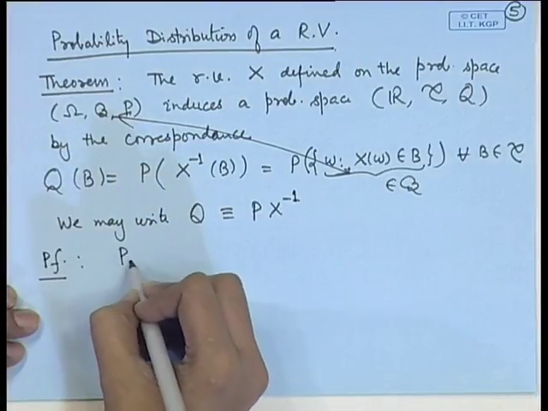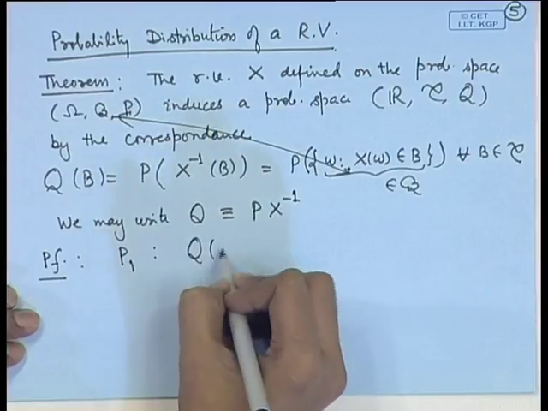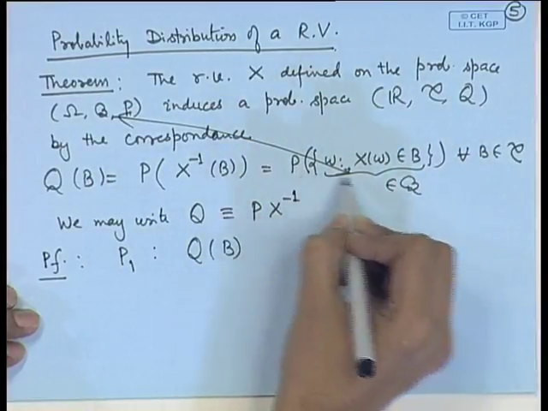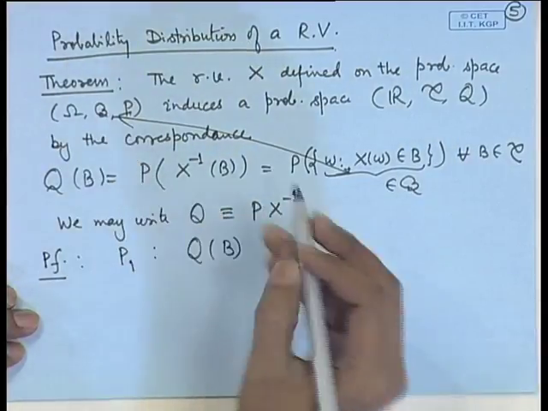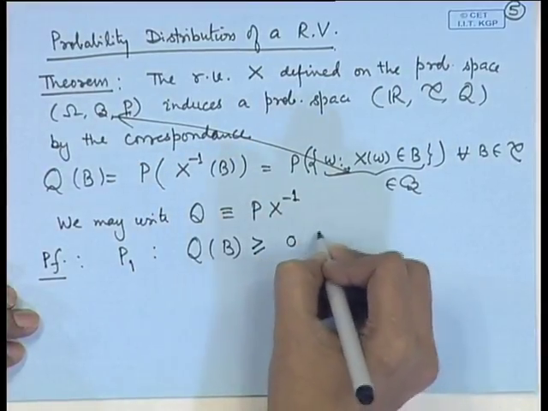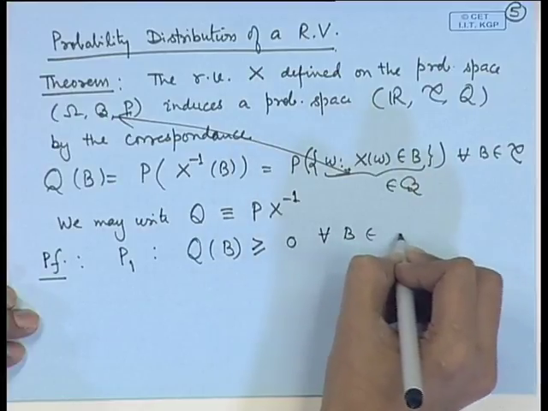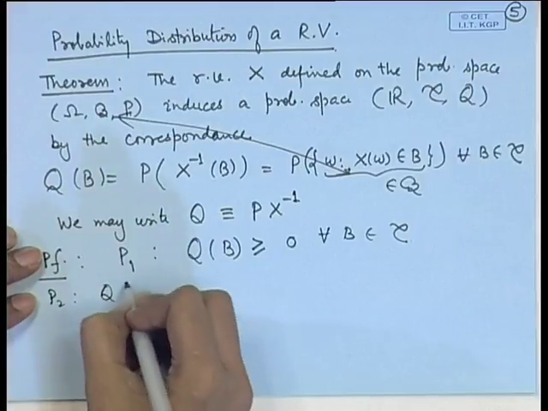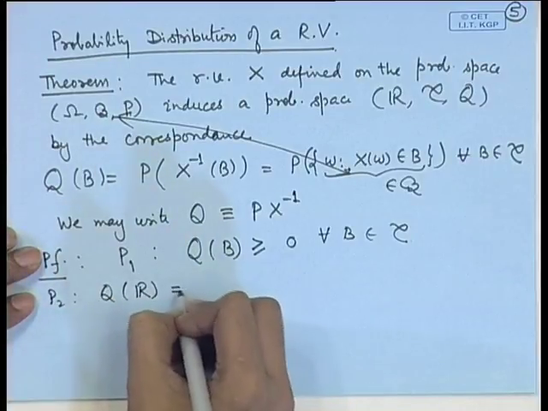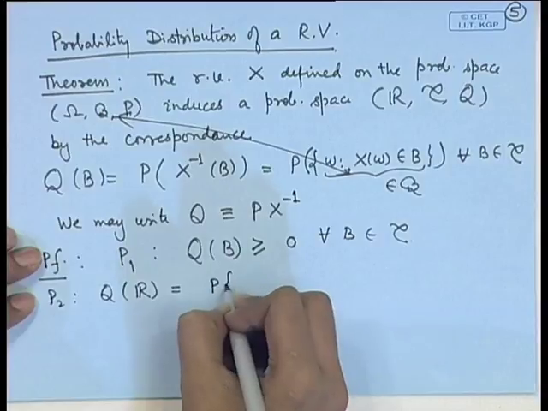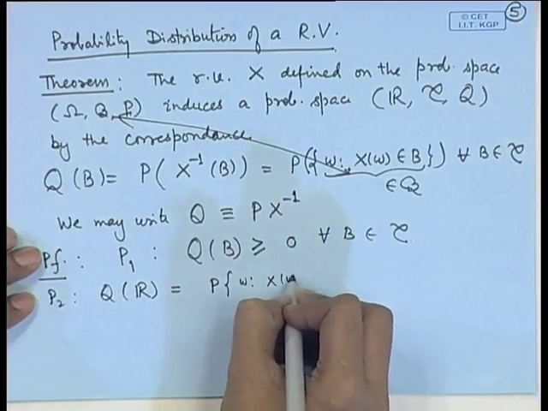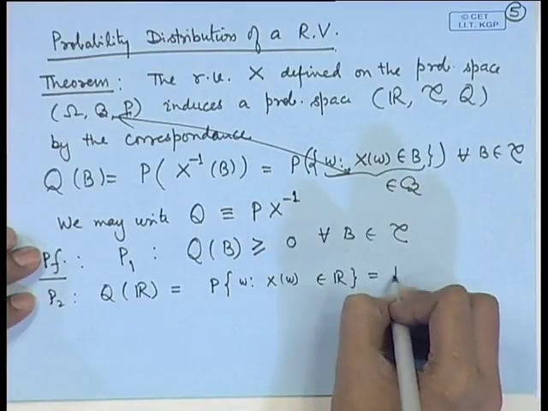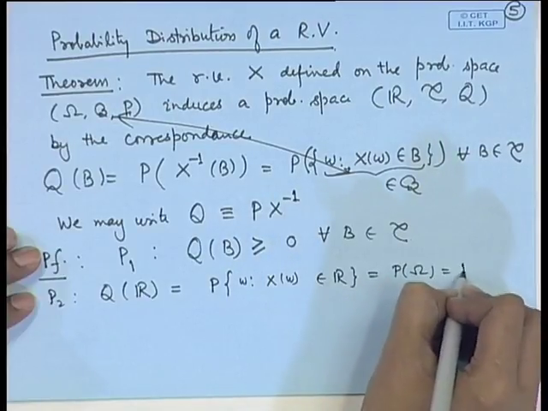Let us look at the first axiom. Q(B), since it is equal to a probability in the original probability space, it is always greater than or equal to 0. If I consider Q of R, then it is equal to probability of the random variable taking values in R. Naturally, it is probability of Omega, and that is equal to 1.